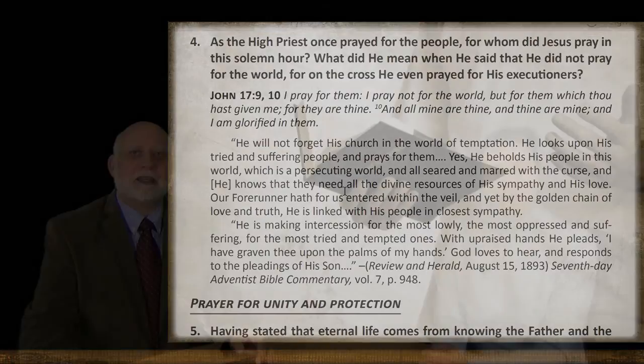And we're going to see now a little more detail in question number 5. Having stated that eternal life comes from knowing the Father and the Son, what did Jesus mean when he requested the Father keep the disciples through his name? Now, it is another intercession prayer, and it is directed specifically to his disciples. And what did Jesus want to say in this prayer here?